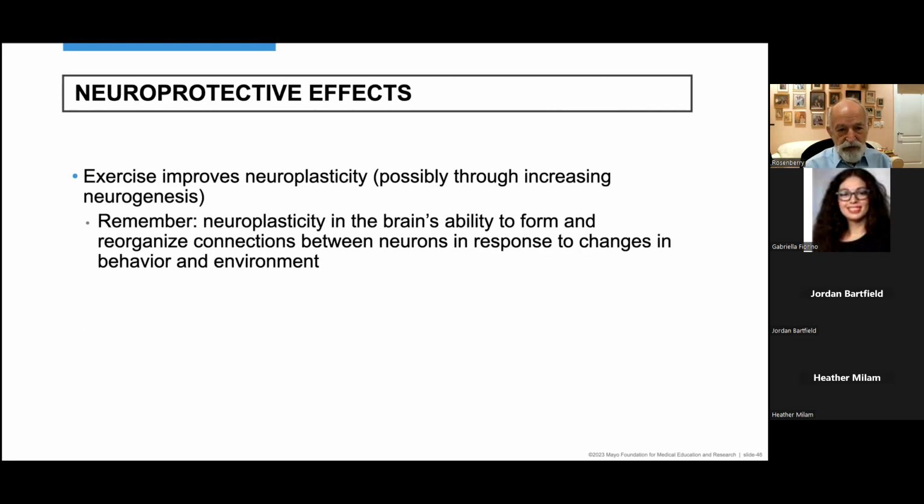Exercise also improves neuroplasticity, possibly through increasing neurogenesis. Remember, neuroplasticity is the brain's ability to form and reorganize connections between neurons in response to changes in behavior and environment.